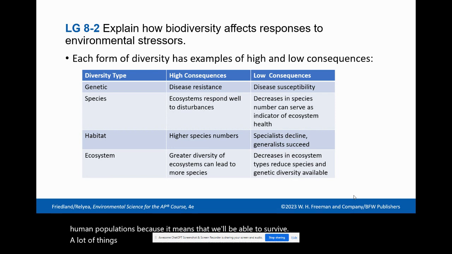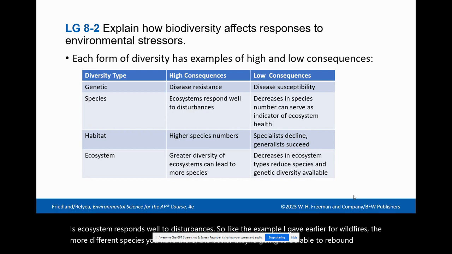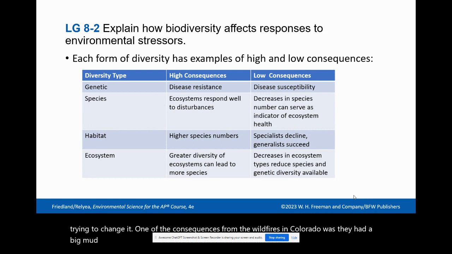High consequences of species diversity: the ecosystem responds well to disturbances. Like the example I gave earlier for wildfires, the more different species you have there, the better they're going to be able to rebound after a change. One of the consequences from the wildfires in Colorado was a big mudslide, and that mudslide really messed up their river systems. For a long time it was taking a while for the fish to come back, but they have high diversity of fish species that live in the Poudre River system, and so they were able to come back pretty well.